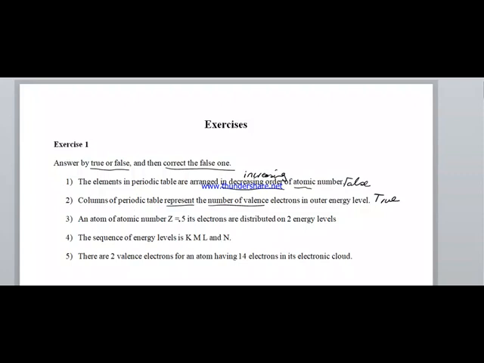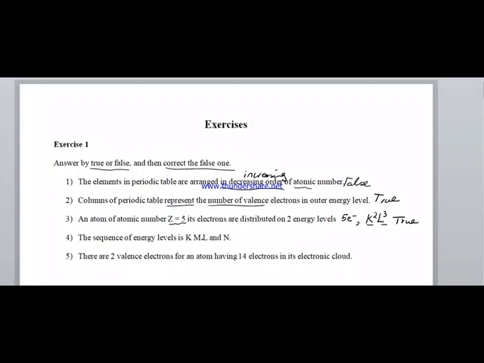Third statement: an atom of atomic number Z equal to 5, its electrons are distributed in two energy levels. In order to distribute the electrons, we have 5 electrons. Since it has an atomic number Z equal to 5, the number of electrons is equal to the number of protons, so the electron configuration is K2 L3. So these 5 electrons are distributed in two energy levels, so it is a true statement.